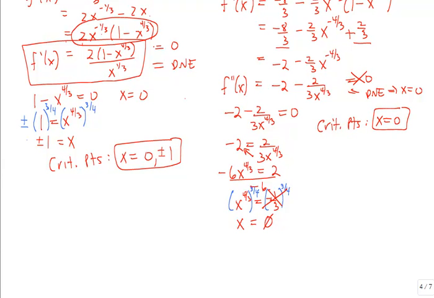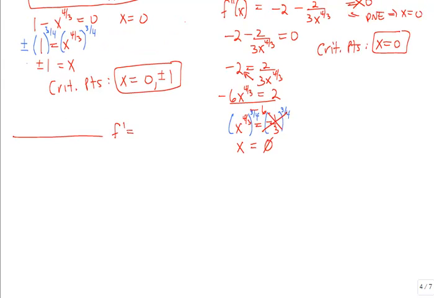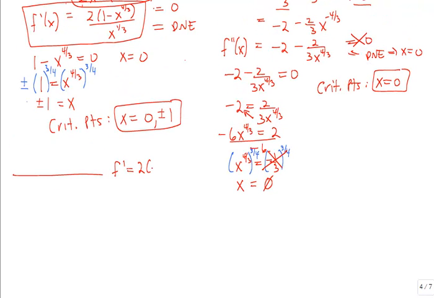Okay, so we're ready to set up our number line. So we're going to have f prime, and f prime's rule was 2 times 1 minus x to the 4/3 over x to the 1/3, and I'm going to put on there -1, 0, and 1. And then for f double prime, we have -2 minus 2 over 3x to the 4/3, and the only critical number I have for that is 0. Now I'm ready to test my intervals.